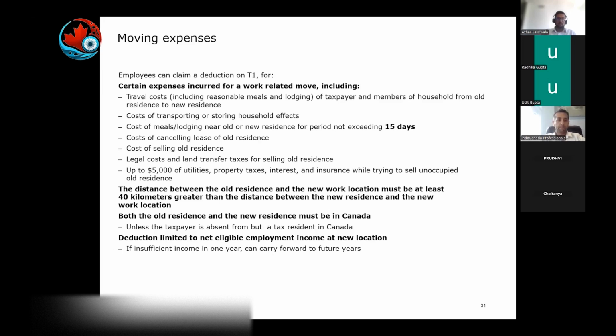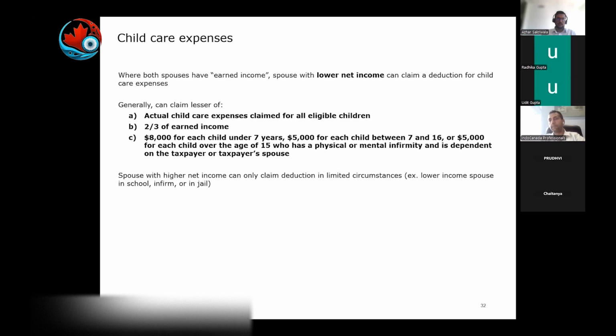It is very important to note that if you are moving from India to Canada for a job, that is not considered to be moving expenses. The move has to be within Canada. And similarly, if you moved without a job and had incurred such similar expenses, those are not allowed as a deduction as moving expenses.